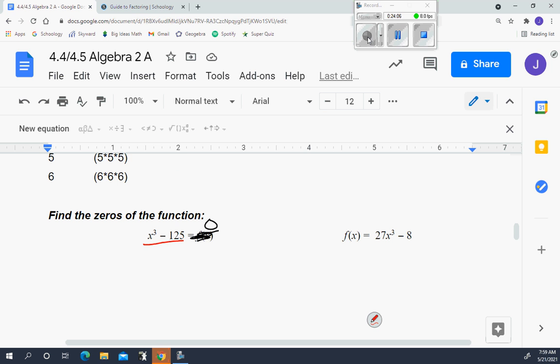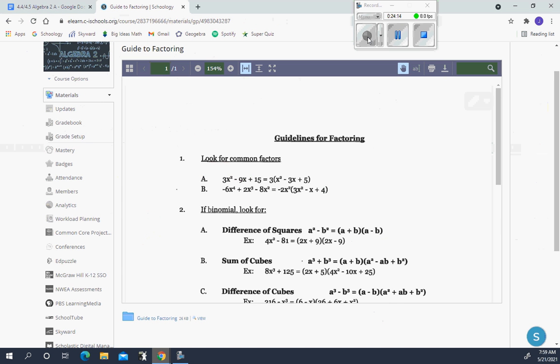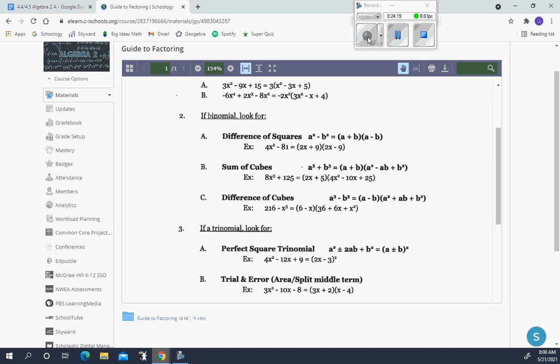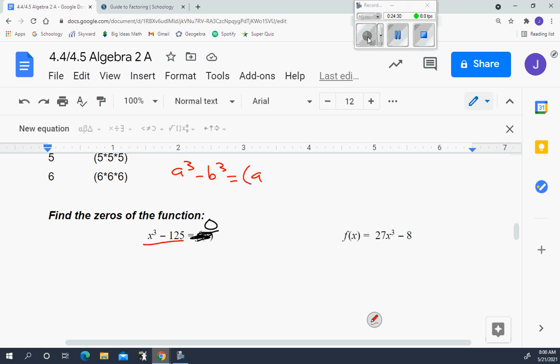The formula for perfect cubes is a cubed minus b cubed equals a, I believe it's a minus b. I'm going to go back to my guide for factoring. It's the difference of perfect cubes. I'm looking right here. A minus b times a squared plus ab plus b squared. And no, I'm not expecting you to memorize this. The difference of perfect cubes.